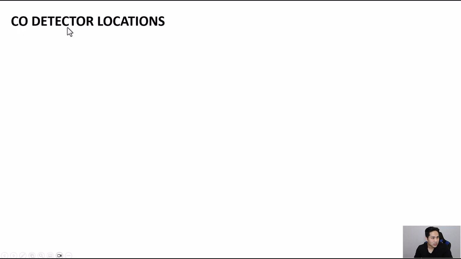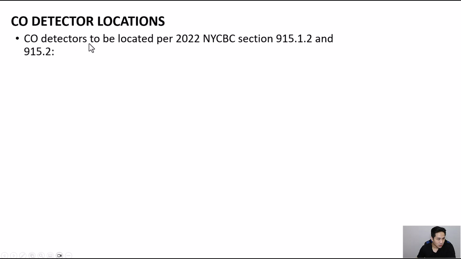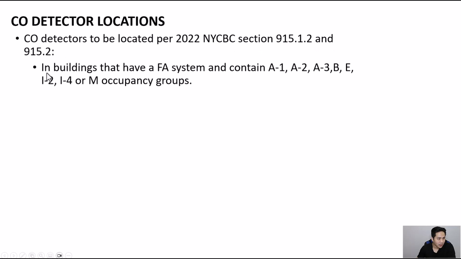Next, we'll talk about CO detector locations. CO stands for carbon monoxide. CO detectors to be located per 2022 New York City Building Code, this section. And they are to be located in buildings that have a fire alarm system and contain these occupancy groups. CO detectors to have sounder bases, so these would actually start beeping at the actual device itself, which is not what smoke detectors do, but CO detectors need that sounder base within the device itself.